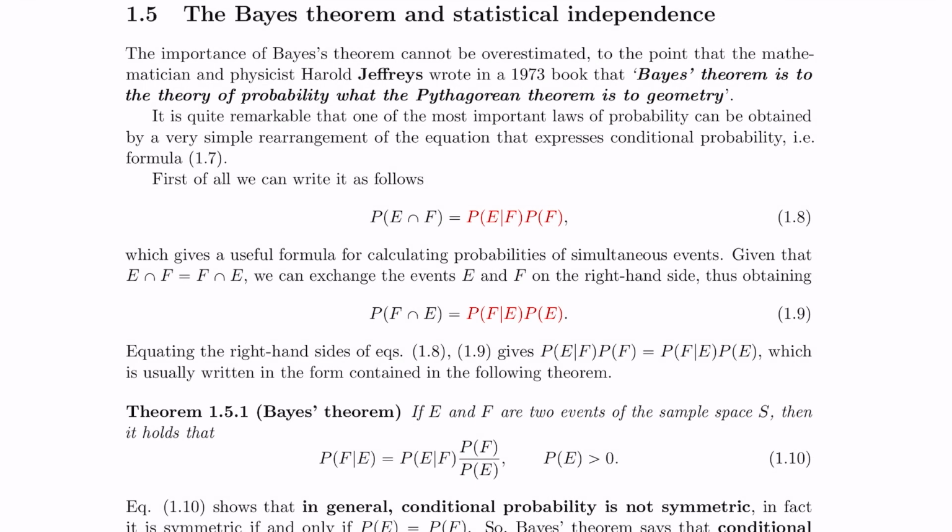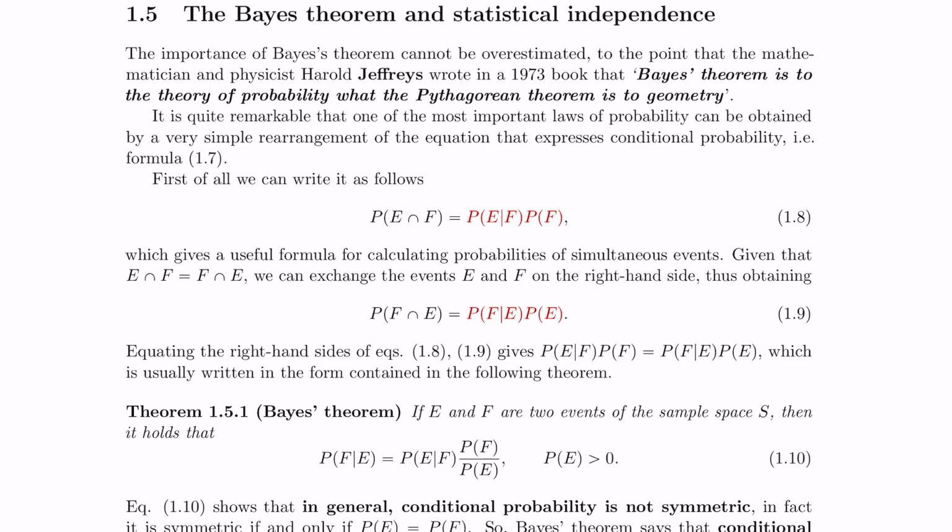In this section, we discuss the very famous Bayes theorem and statistical independence. As we will see during this and the next lesson, the importance of Bayes' theorem to help computing conditional probability cannot be overestimated, to the point that it has been said that Bayes' theorem is to the theory of probability what the Pythagorean theorem is to geometry.